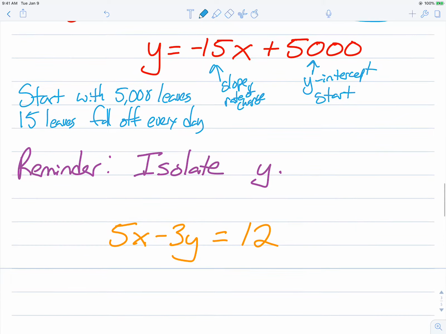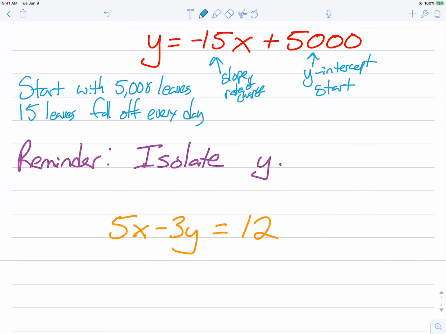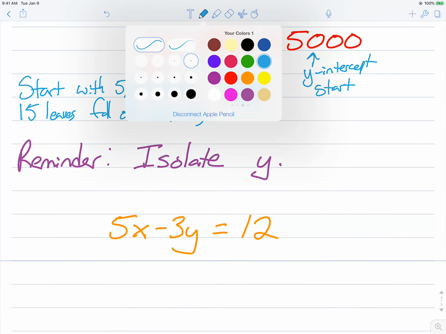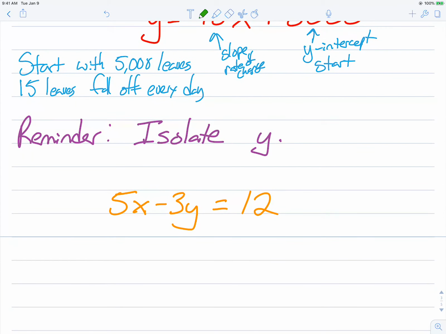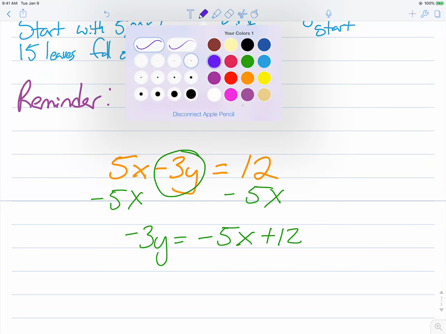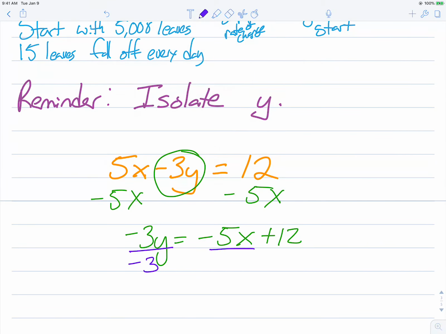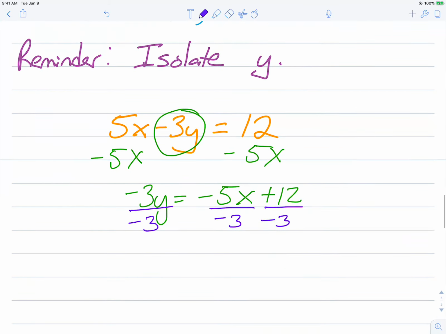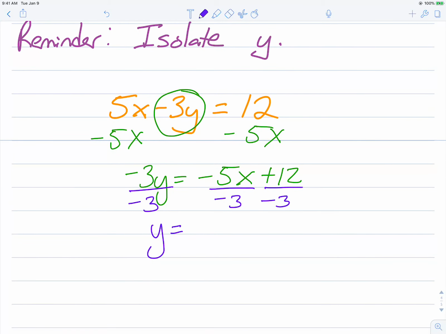Really quick reminder, very last thing that we need to go over. We have already talked about isolating. We did a little bit of a review at the beginning of the year. If I wanted to isolate this for y, I first have to get my negative 3y by itself. I'm going to subtract 5x from both sides. I'm going to have negative 3y equals negative 5x plus 12, because on the right-hand side, those two cannot be combined. If I divide every single term by negative 3, I'm going to get y equals, negative over negative is a positive, 5/3 x minus 4.